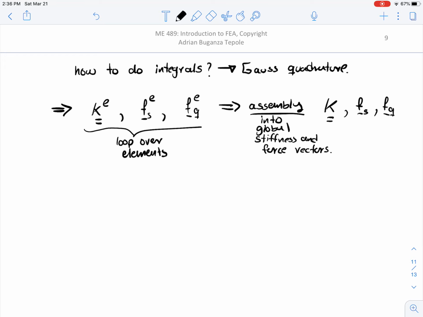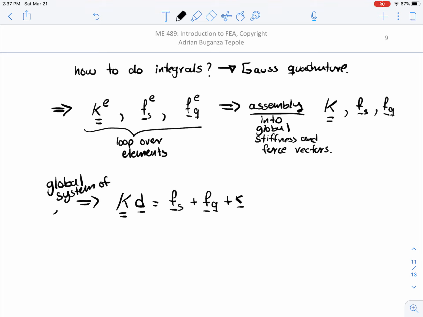And that assembly is pretty much the same as we did for the 1D, and then you would have this global stiffness matrix times the degrees of freedom equals the different force vectors and the reactions. And once you have this global system, then you can use your usual method of solving this, for example, using matrix partitioning. And that's what I'm gonna do in the next video.